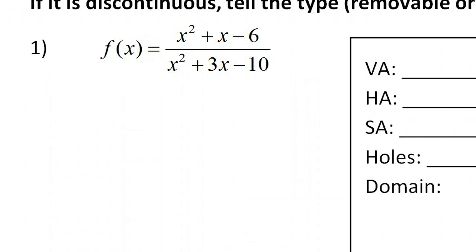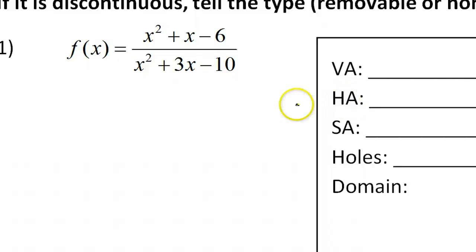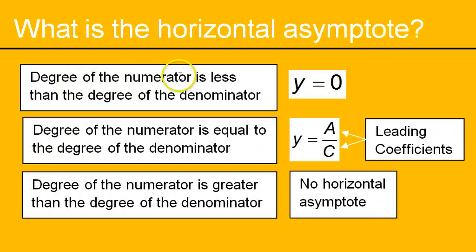So for the horizontal asymptote, that's the one where it's all about the degree. So it depends. If the degree of the numerator is less than the denominator, the asymptote is y equals 0. If the degrees are equal, then the horizontal asymptote is a over c, leading coefficient over leading coefficient. And if the degree of the numerator is greater, then there is no horizontal asymptote.